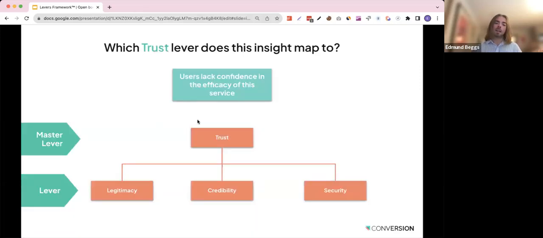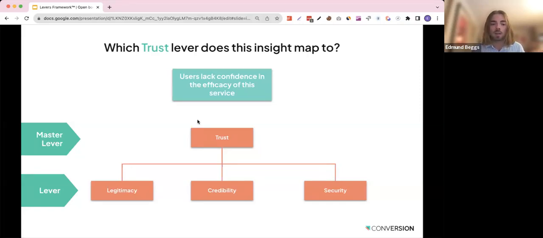But here's the really nice thing. By choosing that master lever, one of only 5 options, you've already eliminated most of the possible lever categories and most of the possible solutions in that space. The ones that weren't as relevant to what you need to do for the experiments that come from that insight. They're already gone through just a really simple selection, which is then repeated at the next stage.